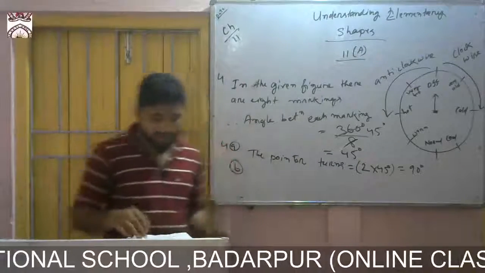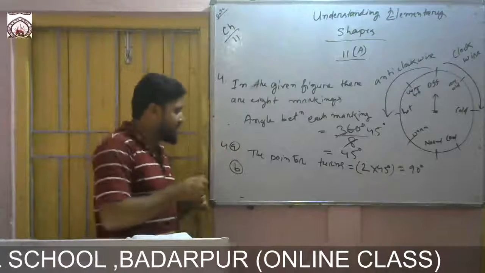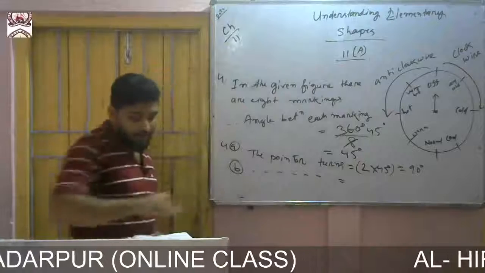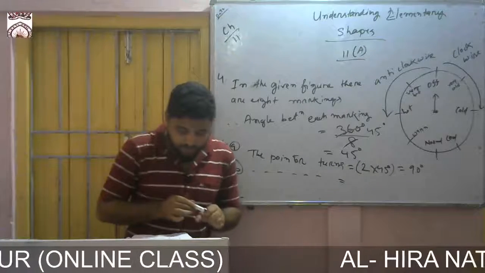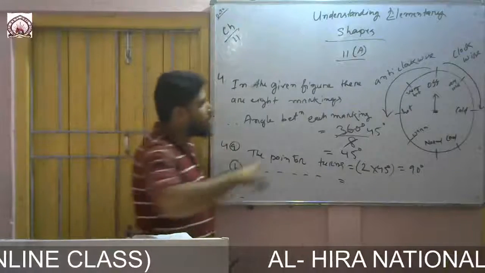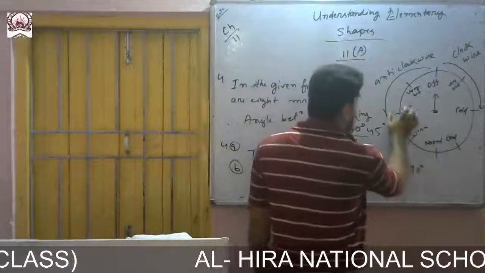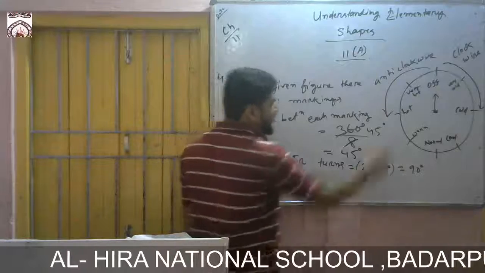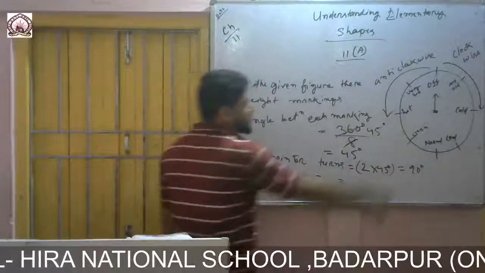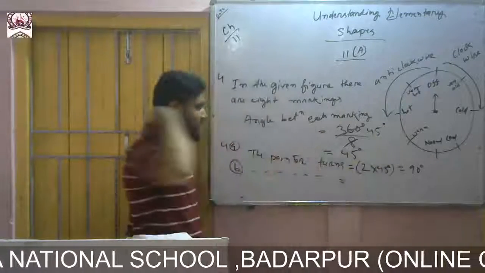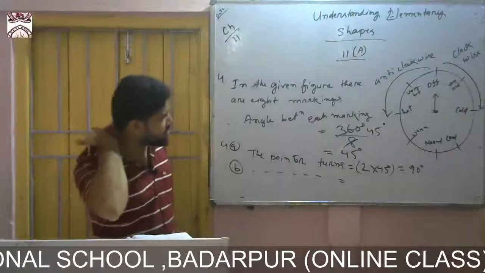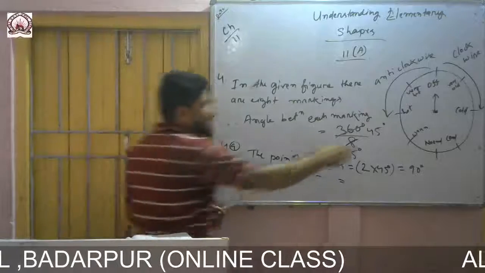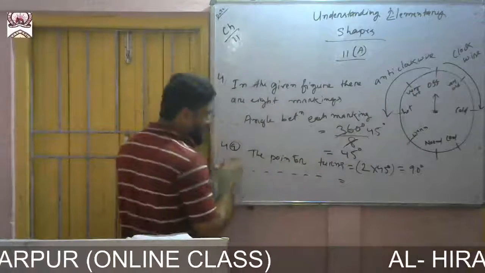Number B. Anti-clockwise from hot to warm. Then the pointer will turn. From hot to warm, anti-clockwise. Hot to warm, it is only 1 marking. Hot to warm is anti-clockwise. So only 1 marking. So it will be only 45 degrees.